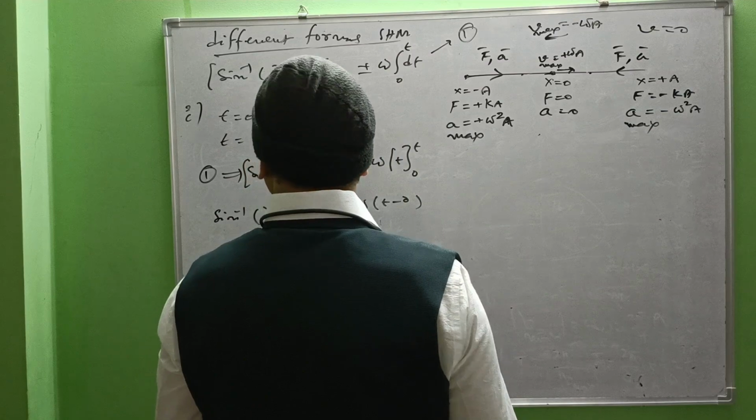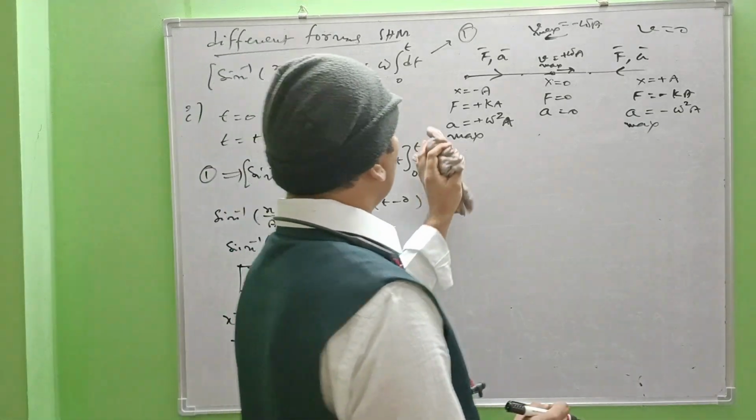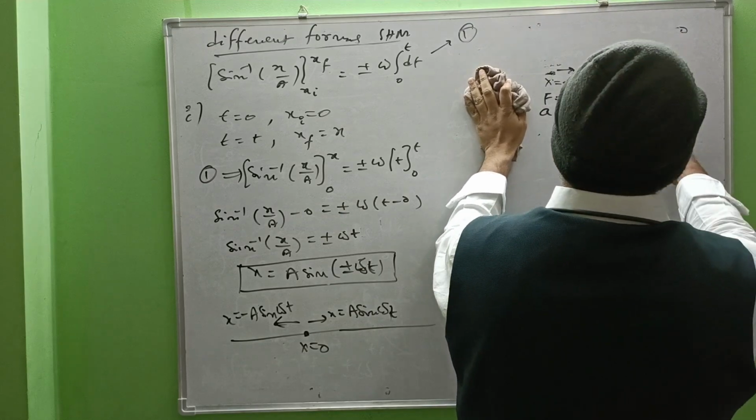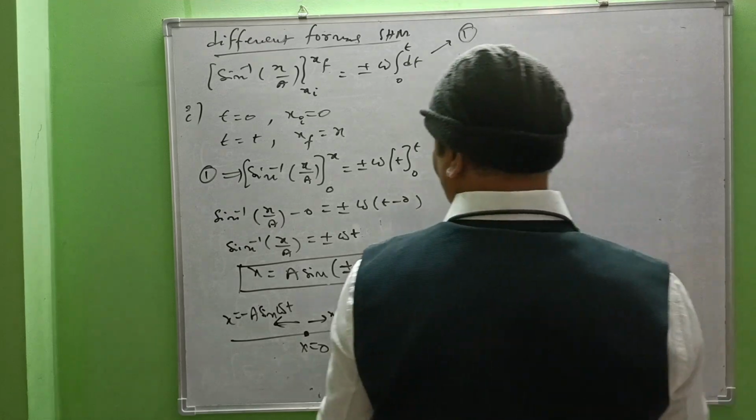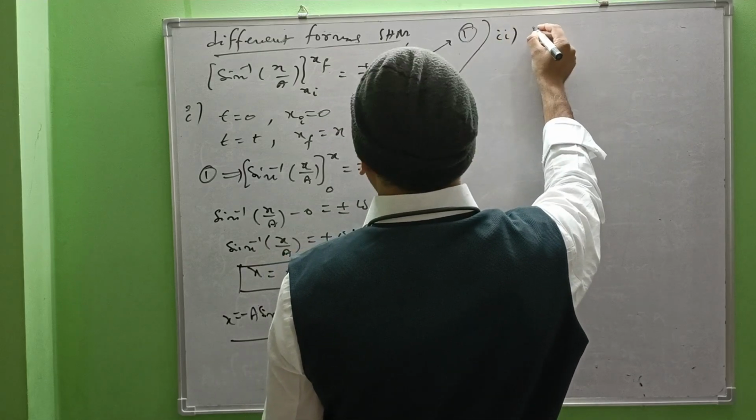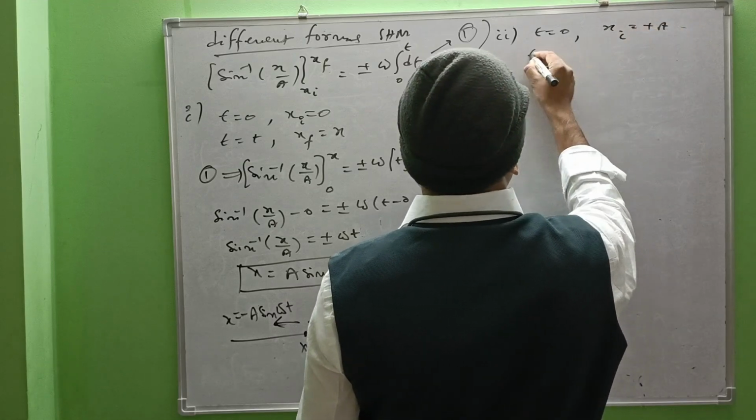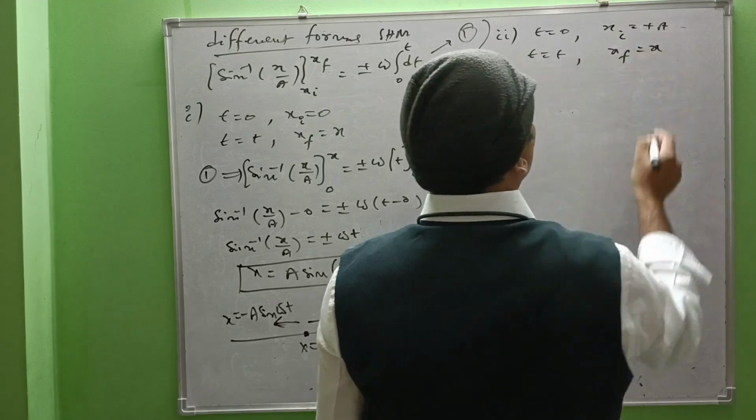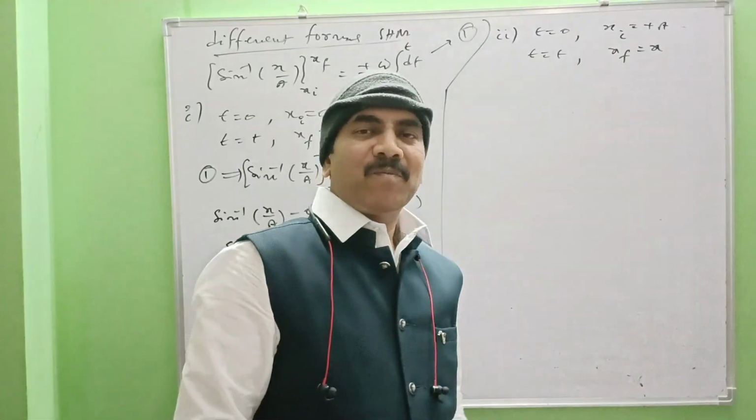Next situation. What is that situation? When t = 0, let x = +a be the initial position of the particle. Situation number 2: at t = 0, xi = +a. At t = t, let x be the final position. So during the oscillation, initially the particle is at the right extreme position.